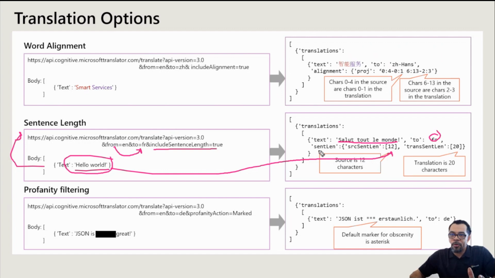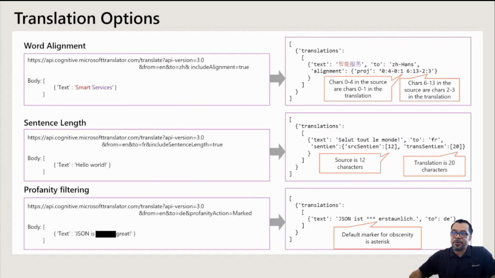Now, the phrase "hello world" in French is "salut tout le monde," which is a total of 20 characters. So it tells me right here that it took 20 characters to translate it. So "hello world" is 12 characters, and once we've translated it into French, it ends up being 20 total characters. So that is your sentence length.